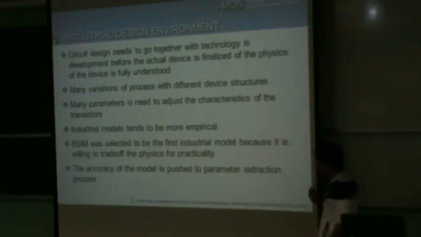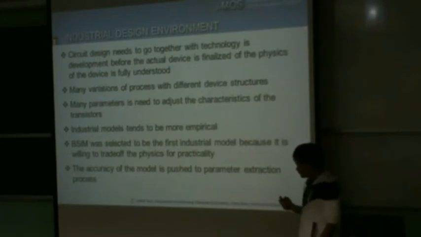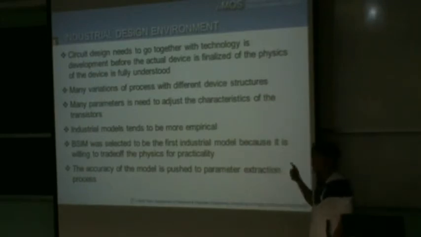Because of that, you need many parameters to adjust the characteristic of the transistors. Not because the model is physically incorrect, but simply because I don't care whether it's physically correct or not. You have two transistors, they are both MOSFETs, even though they're not totally different structurally. But the model has to be able to predict both. This is a requirement for an industrial model.